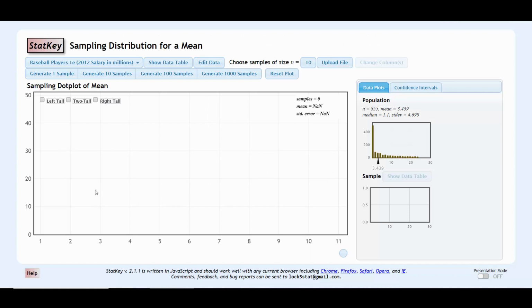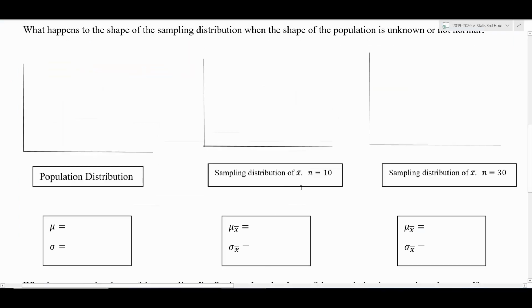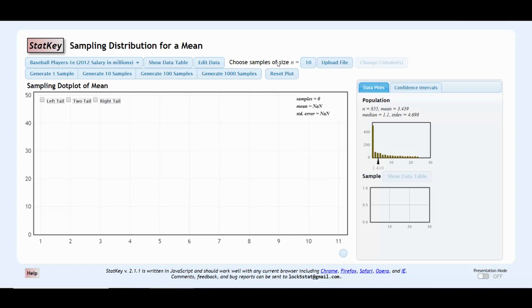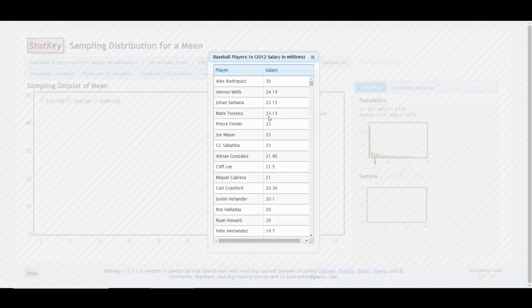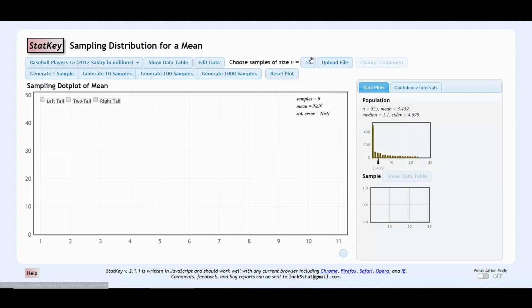Let's go back here to our thing. All right, so what we're going to do, and you'll notice back in the notes here, we're going to take samples of size 10. So we're going to set our thing here, right? Choose samples of size 10. What that means is it's going to go into our data and randomly select 10 players from the population. They're going to take their salaries and average them. They're going to take the mean of those 10 salaries. So we're going to generate one sample.